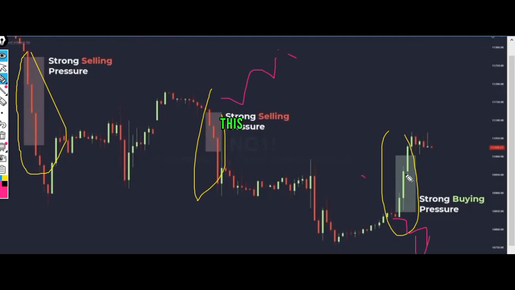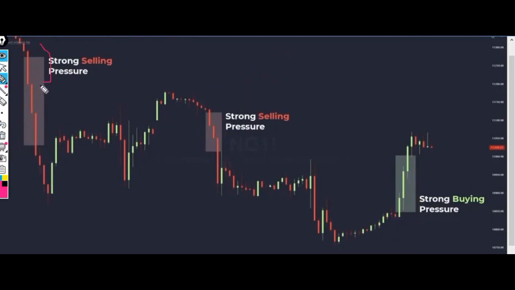So guys, this is what we call displacement, and I'm telling you, they show us very strong selling and buying pressure. And you can see indeed the candlesticks themselves show you it is a strong selling pressure over here, selling pressure, and very strong buying pressure. So guys, when does this occur, or rather when can you expect displacement? This is what each and every one of you must know.